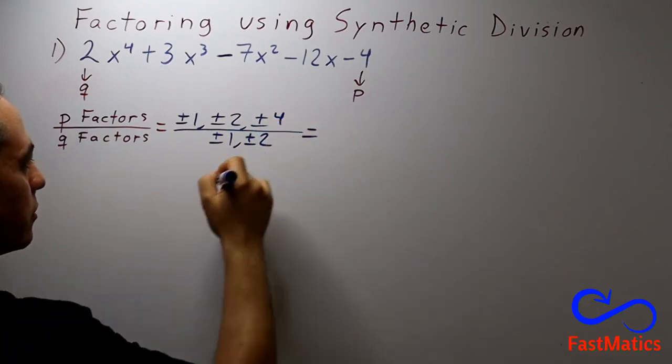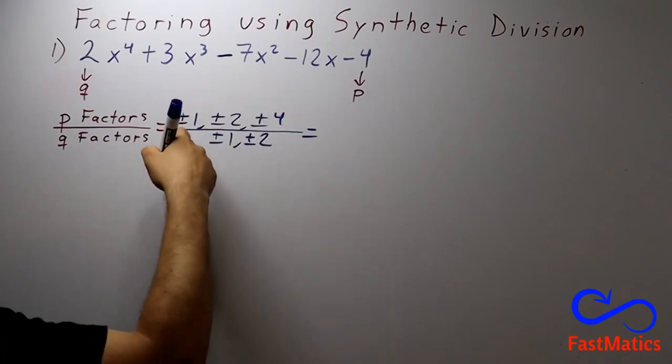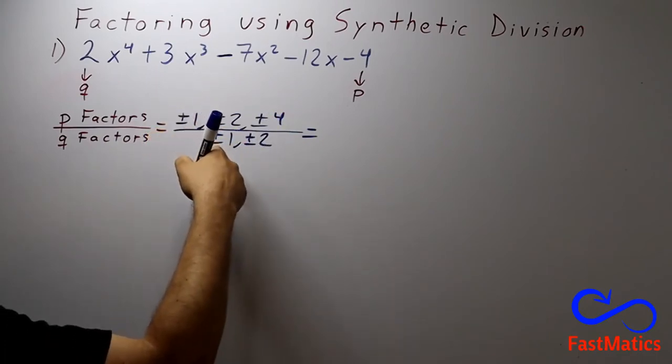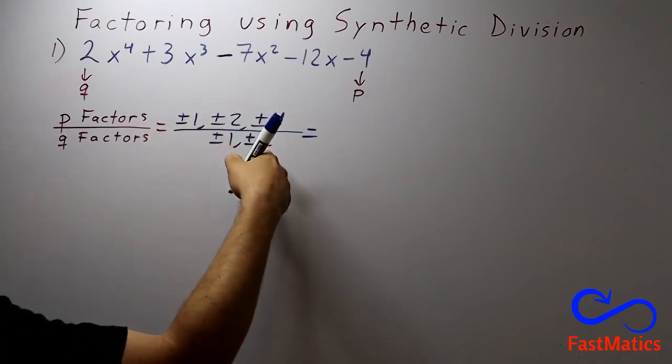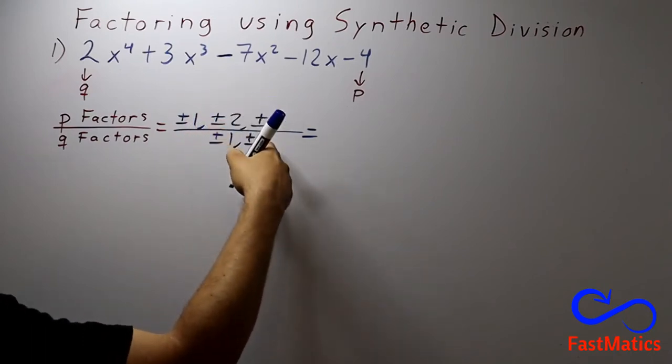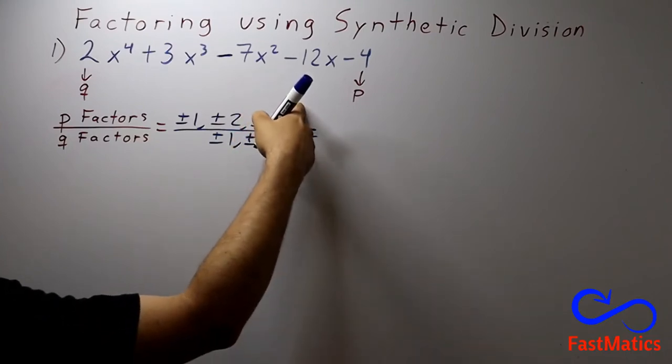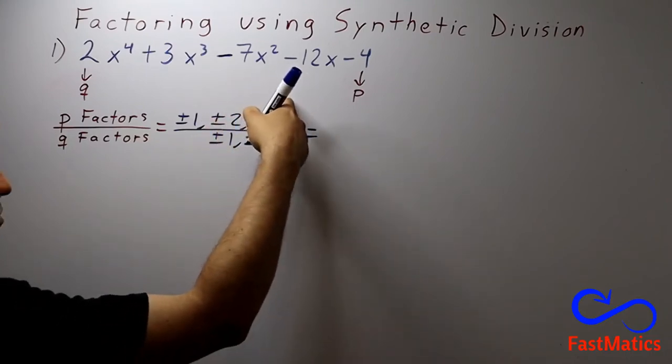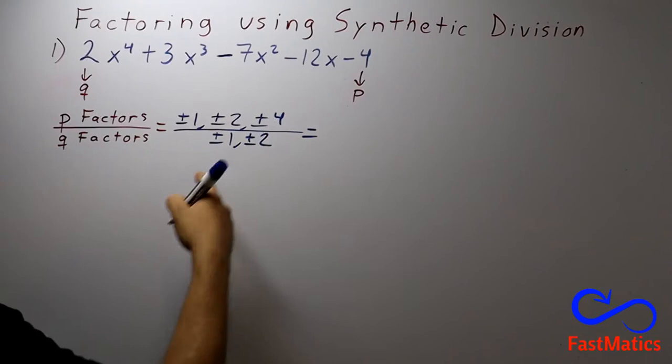Now, we are going to make all combinations. The first one divided by the first one, divided by the second one. The second one divided by the first one, and the second one divided by the second one. And the third one divided by the first one, and the third one divided by the second one.